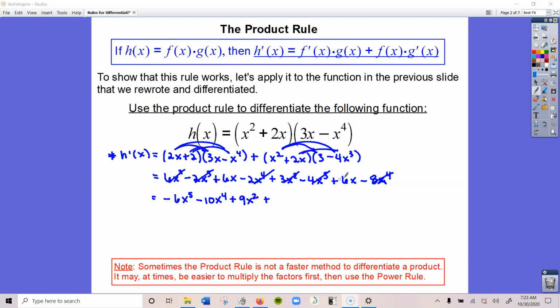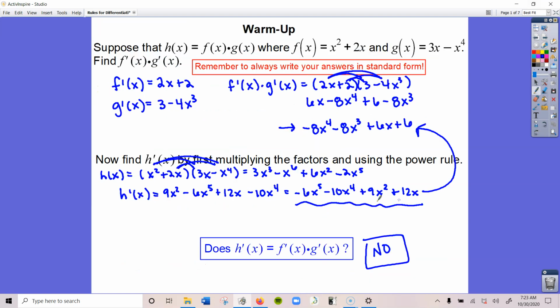And finally, 6x plus 6x is plus 12x. Now, when we compare this answer to what we found earlier when we distributed, we have negative 6x to the fifth minus 10x to the fourth plus 9x squared plus 12x. And we see that we get the exact same answer here. So the product rule does work.